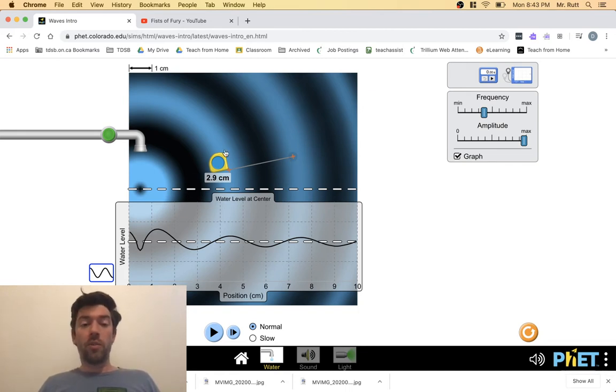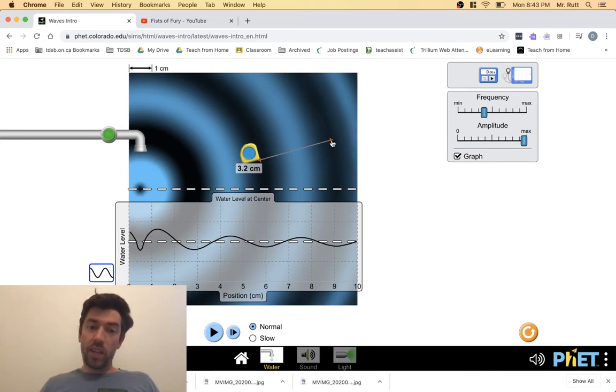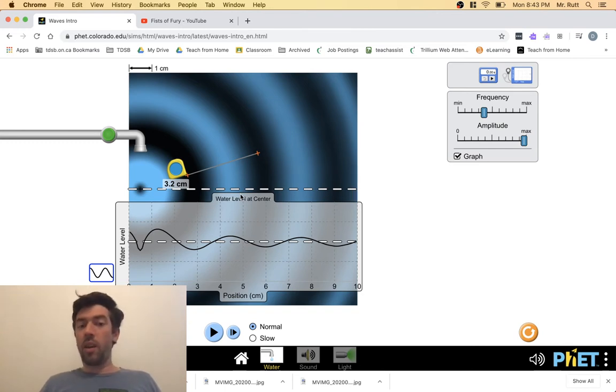It should also work for troughs. If I measure the distance from one trough to the next trough, I'm getting a larger number. I have some measurement error, but it's pretty close. Maybe I'll try this trough to the next trough. Yeah, not quite the same. I'm not doing it quite right, but it should be the same. Theoretically, it's identical.